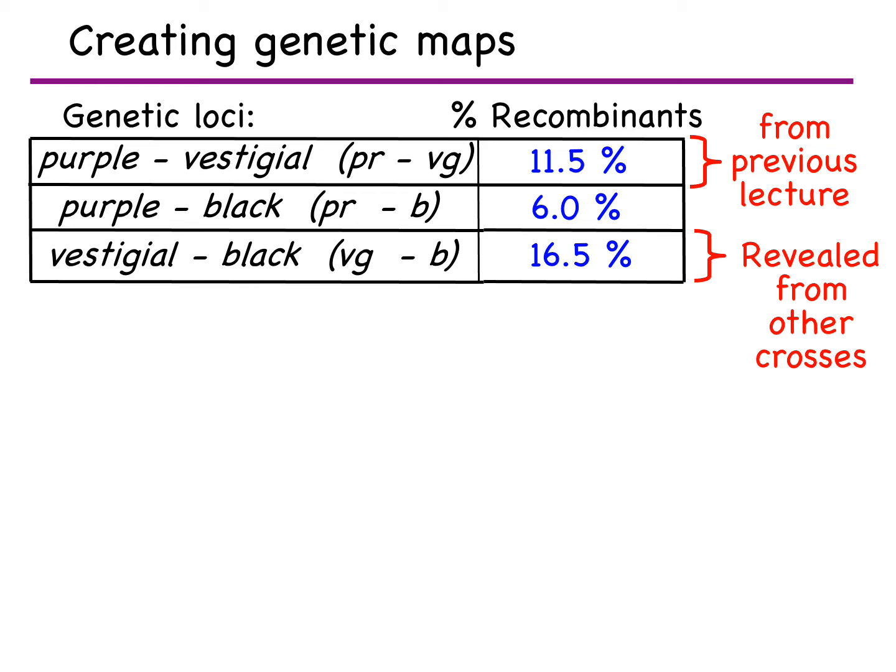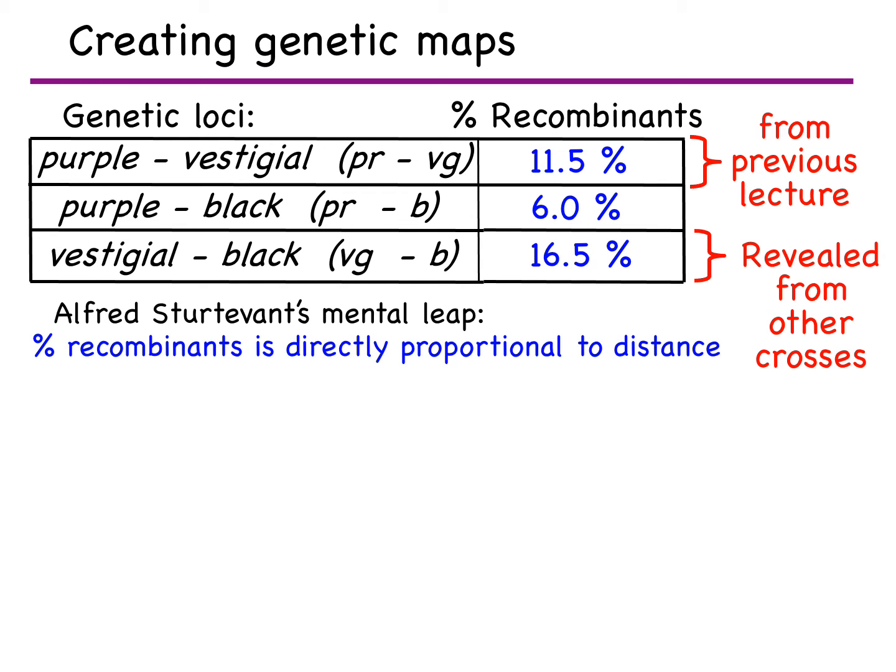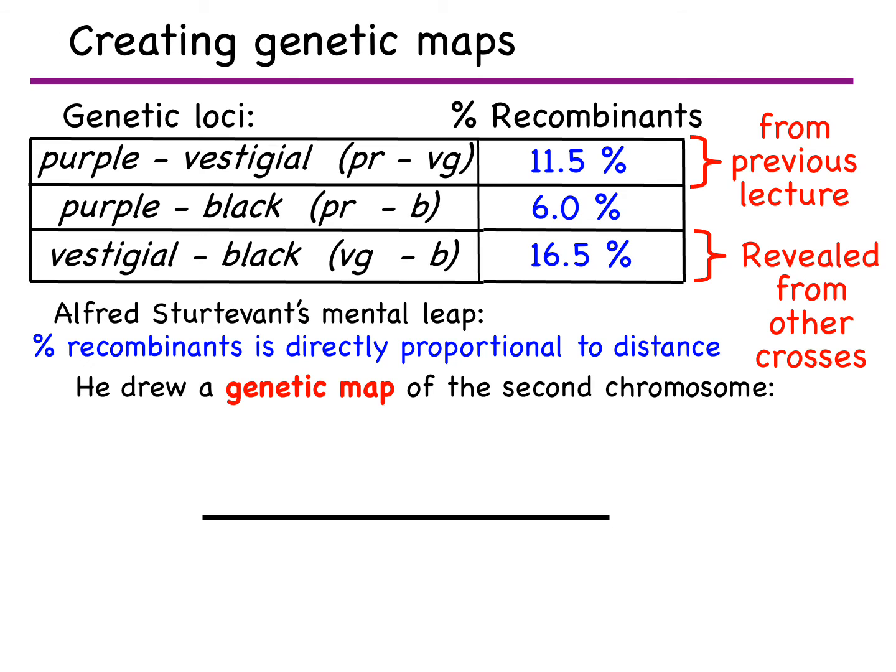So Alfred Sturtevant's huge mental leap was basically to say, well, maybe this recombination frequency is telling us something about the arrangement of these genes along the length of the chromosome and roughly how far apart they are. And again, the idea is that perhaps percent recombination is directly proportional to distance. So if the recombination frequency is low, they're very close together. If the recombination frequency is high, then they probably are very distantly spaced from one another. So he used this information to create a genetic map.